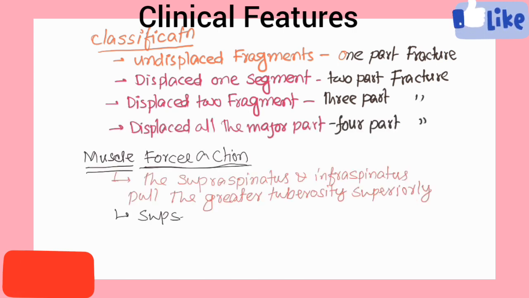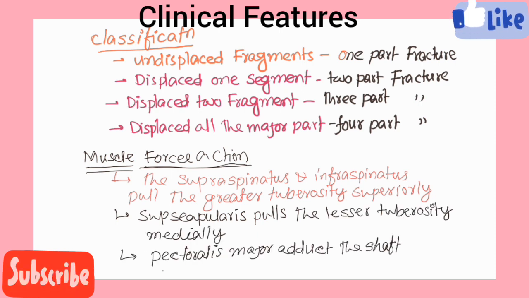Muscles: the supraspinatus and infraspinatus pull the greater tuberosity superiorly. The subscapularis pulls the lesser tuberosity.